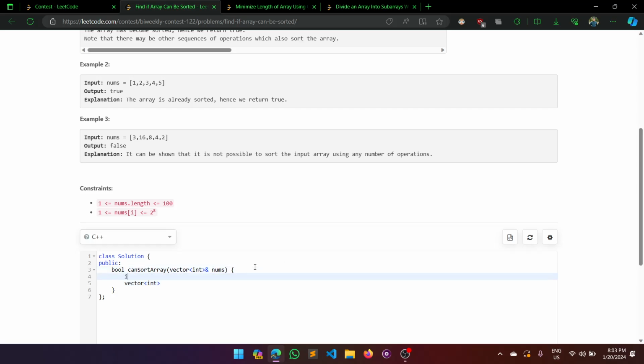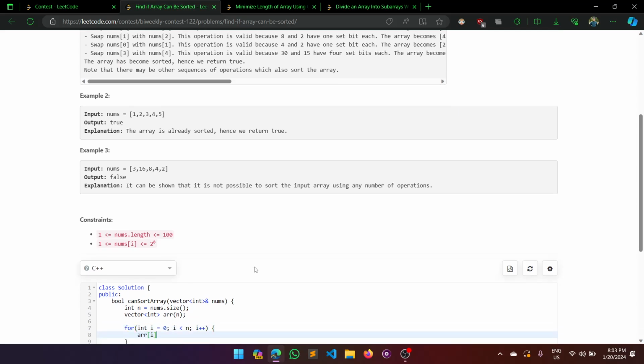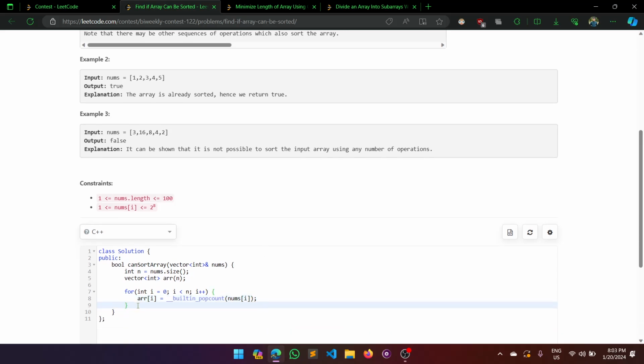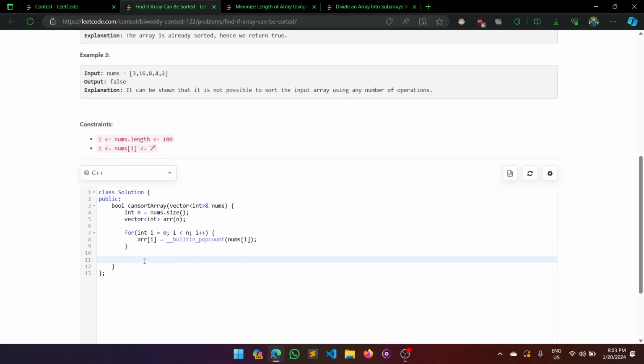Let's have the size first. So my idea is pretty clear. I'll try to explain my idea at the end. I just want to store the number of set bits first. arr of i is equal to built-in popcount of nums of i. I want to create groups, and I will sort these groups, right? Yeah.